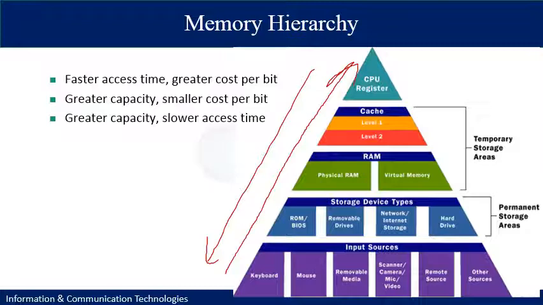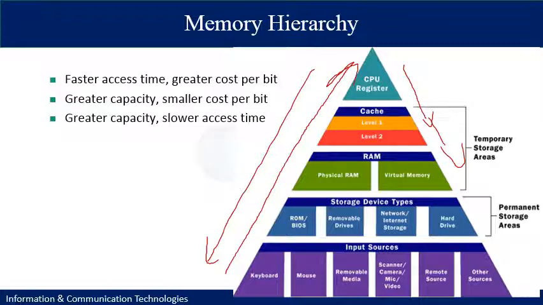Then the cache memory is slower than the CPU registers. When you want to access some data which is not available in the cache memory, the data is looked up in the RAM, and if the data is available, then it is moved to the CPU. So cache memory is faster than the RAM but slower than the CPU registers.